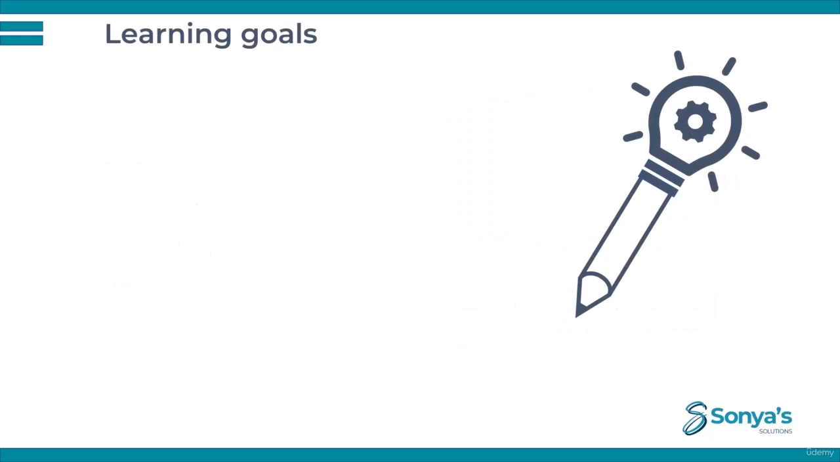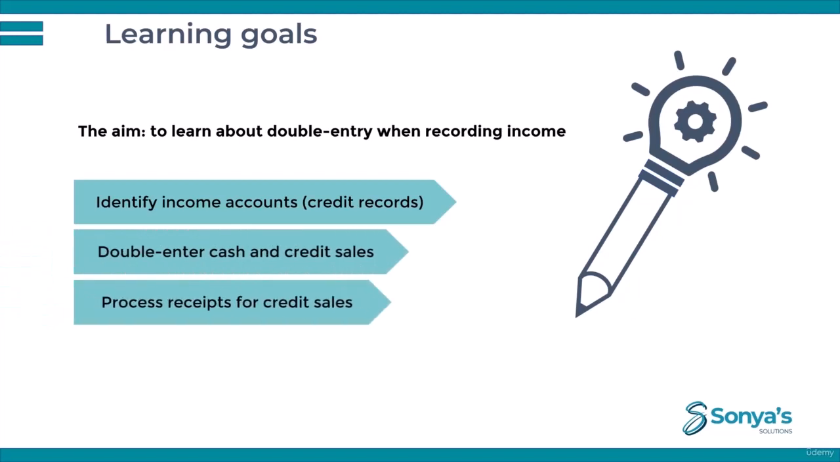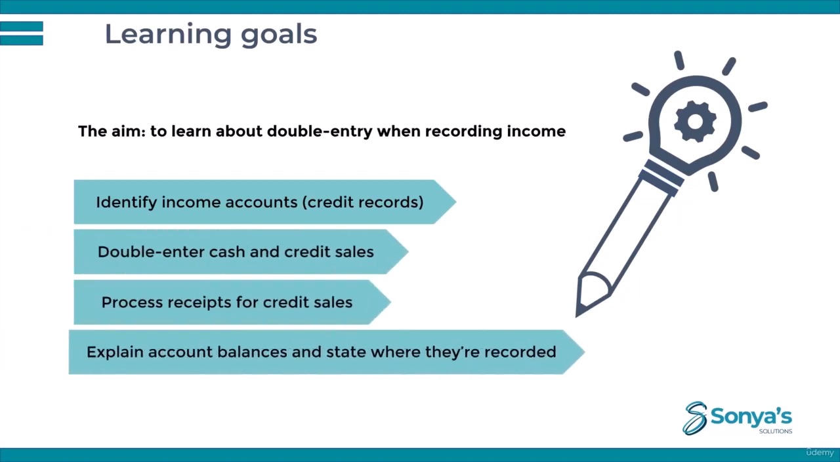Welcome back. In this lesson, the aim is to learn about how income is recorded in a double entry bookkeeping system. You need to be able to identify income, double enter cash and credit sales, process receipts for credit sales, calculate and explain account balances and state where they'll be recorded.